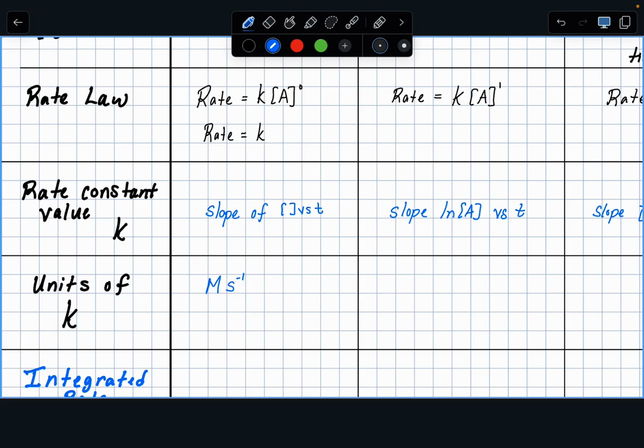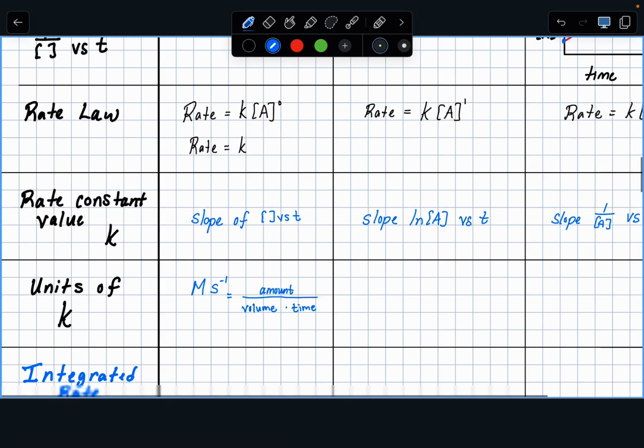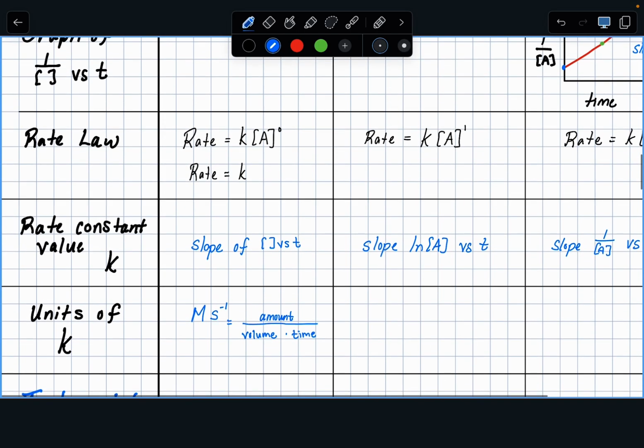But to be honest with you, I would recommend writing down that it's really an amount, meaning moles or molecules or some particle amount per volume, and your volume could be a centimeter cubed, decimeter cubed, who knows, and then seconds or time. Now be careful, sometimes it might be hours, minutes, or days. So I would recommend that you learn that it's moles per liter per second, but it could be any amount over any volume and time, meaning that the units of K are exactly the units of the rate, which would make sense if you go back up to the rate law.